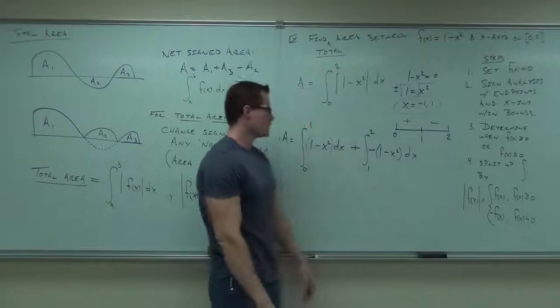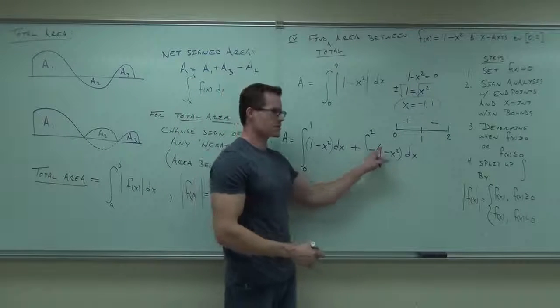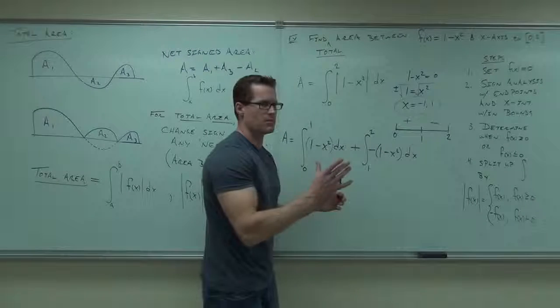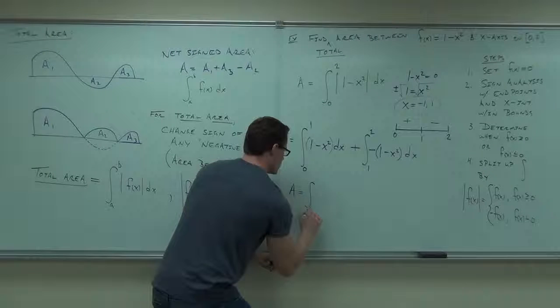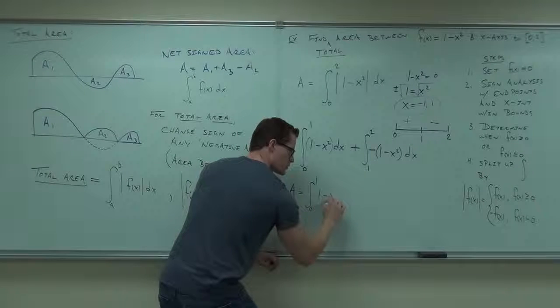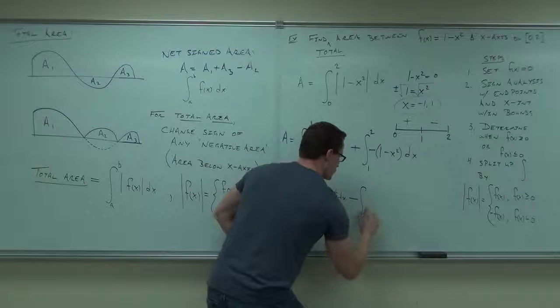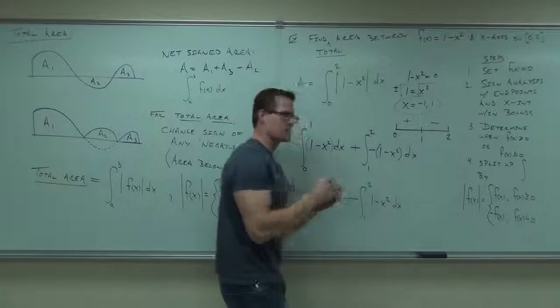It's kind of cool. Now, what I would do with this integral, I wouldn't distribute this, I'd pull the negative out, just make it a minus. That means that the area is the integral from 0 to 1 of 1 minus x squared dx minus the integral from 1 to 2 of 1 minus x squared dx. I'm doing this just so you can see this part of it.